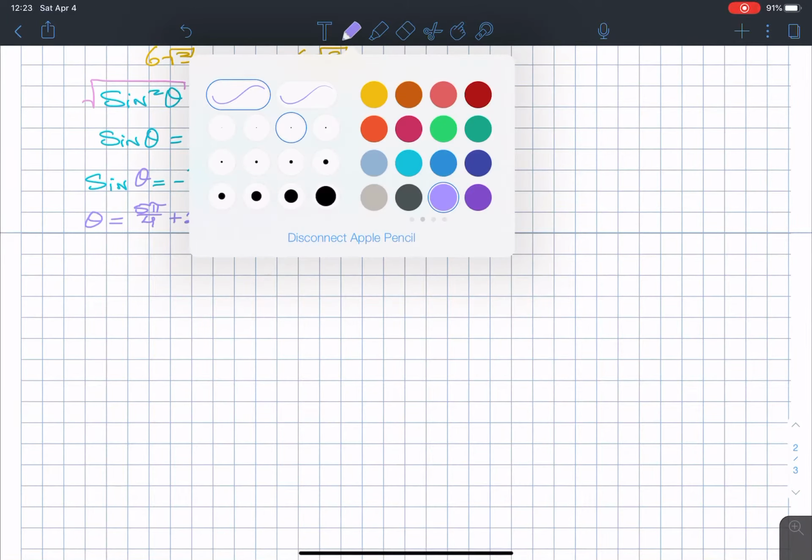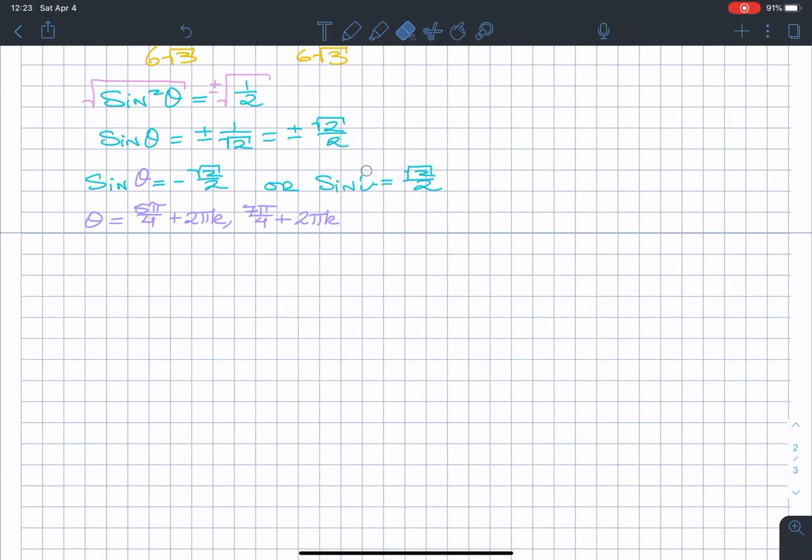And in the second case, what color should I use? Let's use hot pink for this one. So in this second case, at what angle is sine positive root 2 over 2? Well, that would be at pi over 4 in the first quadrant, plus any integer multiple of a revolution, and 3 pi over 4 in the second quadrant, plus any integer multiple of a full revolution.